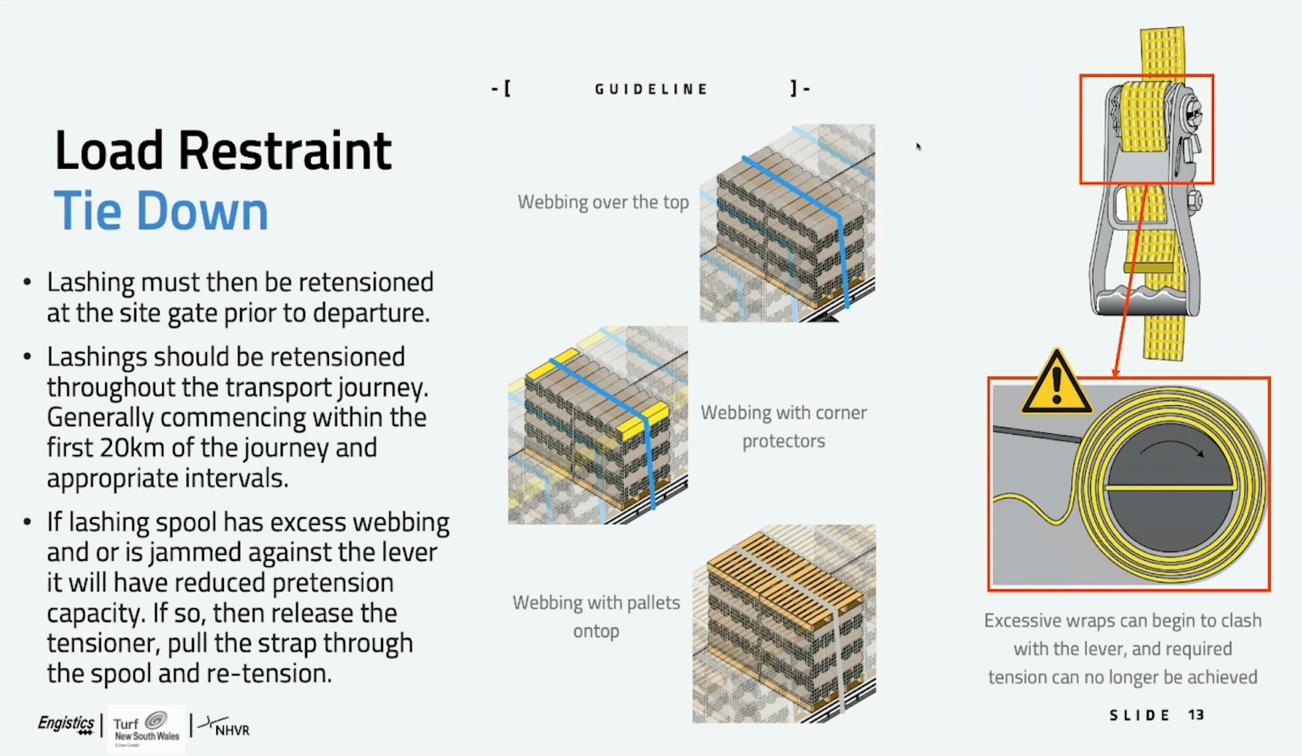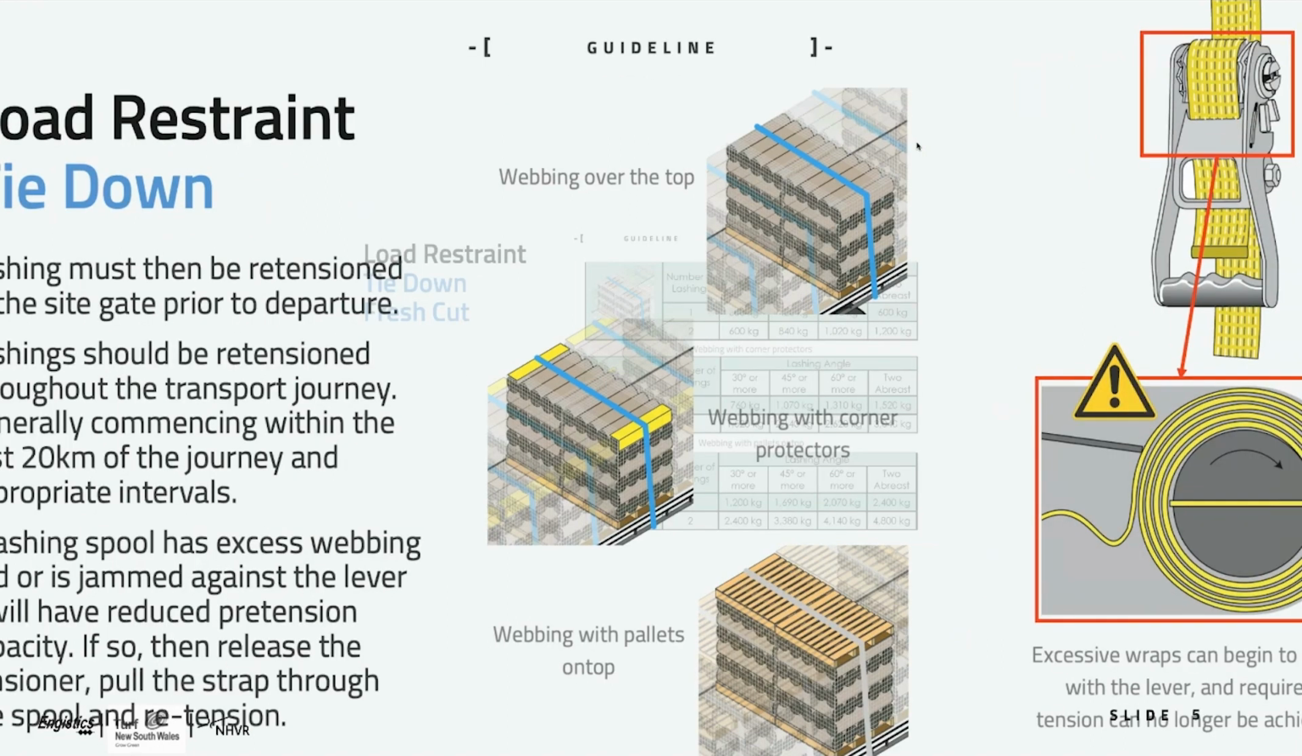So some of the systems we've gone through within the guideline are the standard webbing over the top, webbing with corner protectors, and also webbing with pallets on top. And this is due to the amount of pre-tension we can actually apply to the straps applied to the pallet, due to their compressibility.